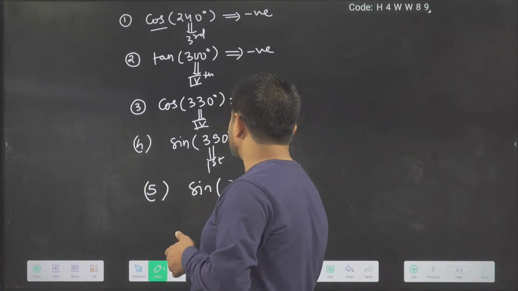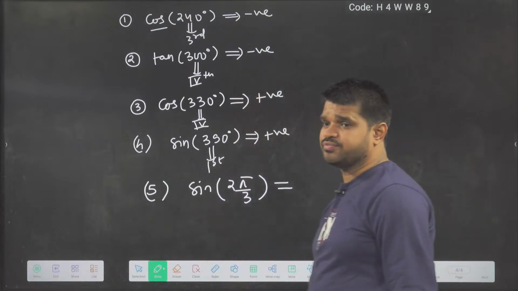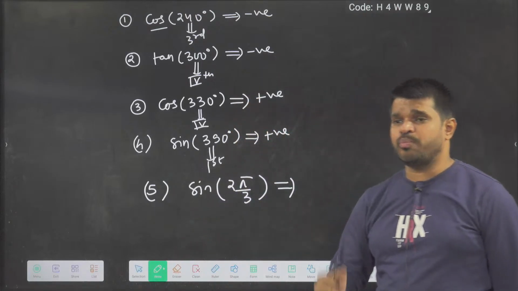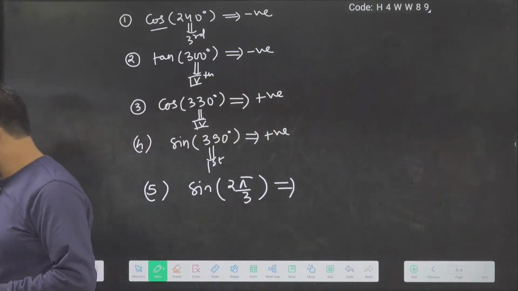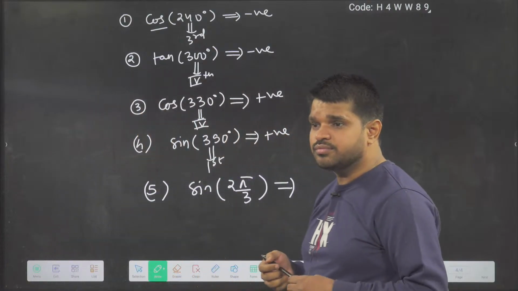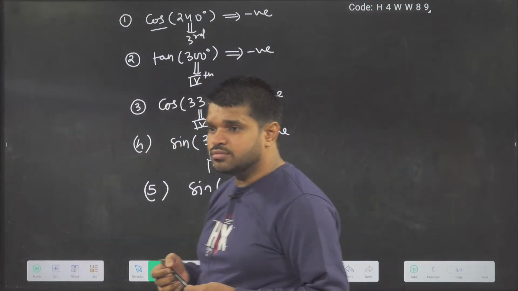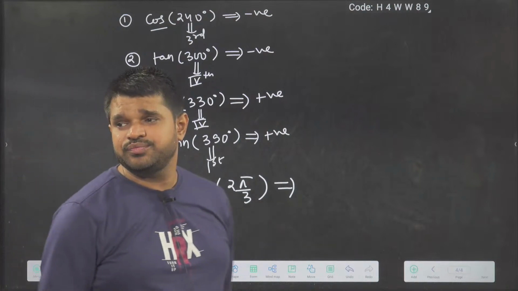Sine 2 pi by 3. Positive or negative? Decide. Sine 2 pi by 3.